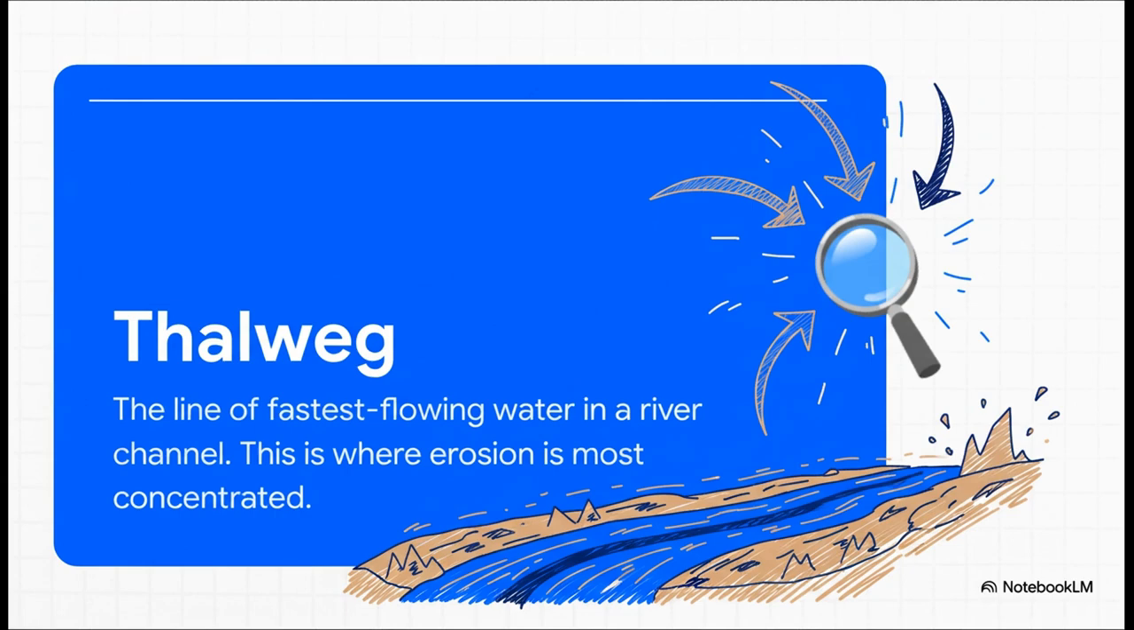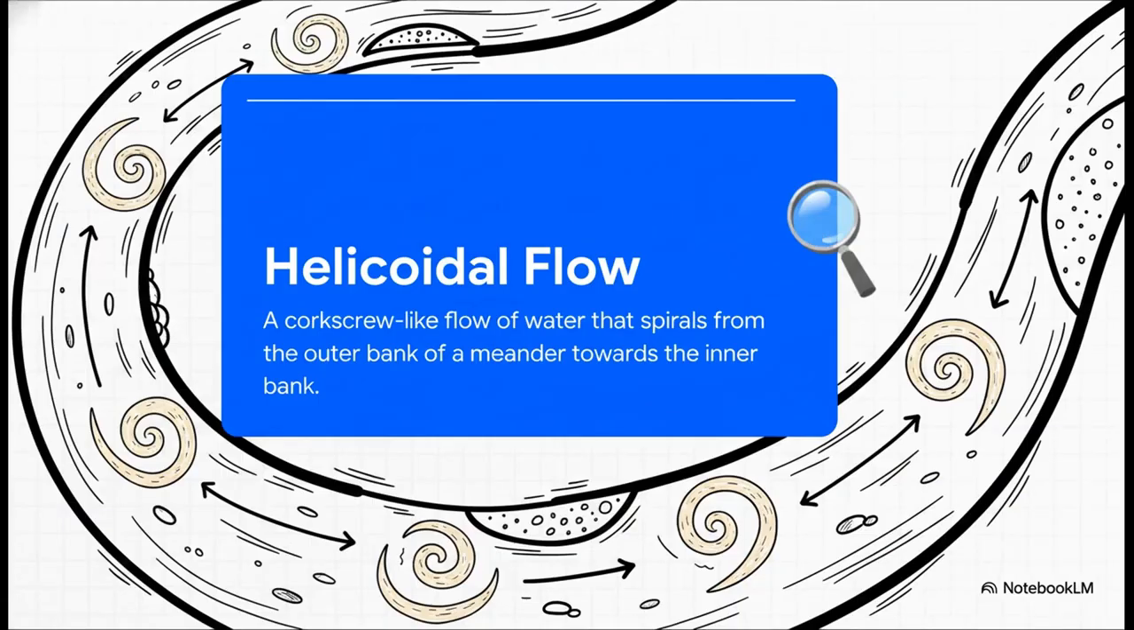It's just the line of the fastest flowing water in the river. Think of it like the river's main current, its own personal express lane. And naturally, that's where the most erosive power is concentrated. Okay, so as this fast-moving Thalweg swings from one side of the channel to the other, it creates this amazing corkscrew motion in the water.